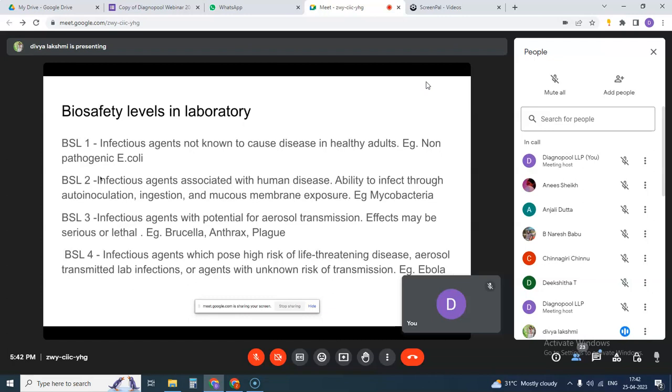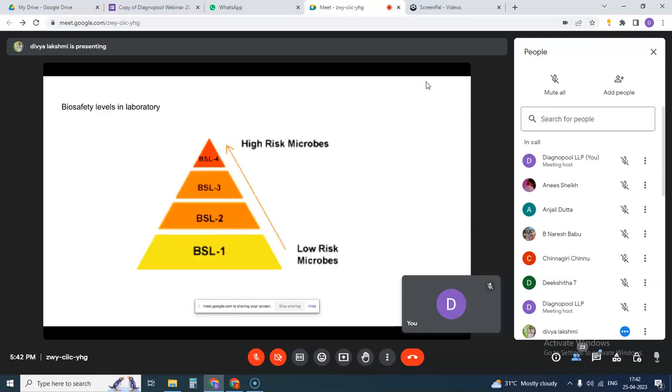So depending upon the different levels and the different types of infectious agents used, labs are classified as BSL 1, 2, 3, 4, and the standards and requirements will also be different. BSL 1 will handle low-risk microbes, whereas in BSL 4 the risk increases. BSL 1 is low risk, 2 intermediate, 3 more risk, and 4 will have high-risk microbes.